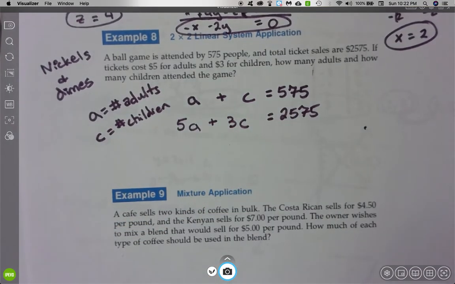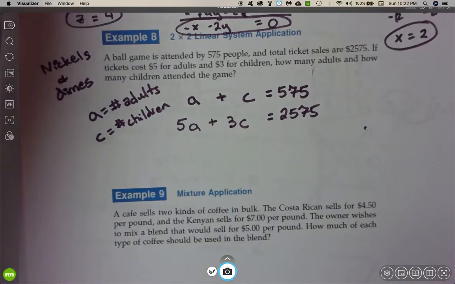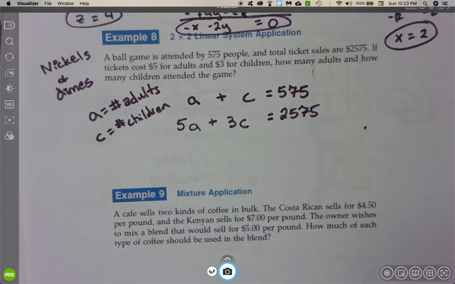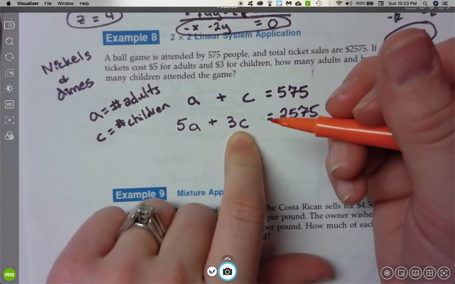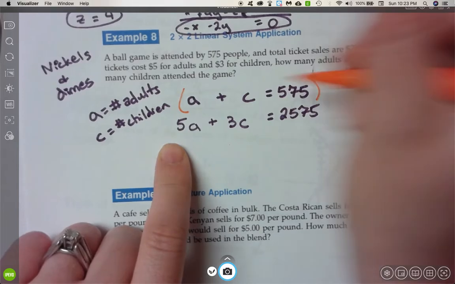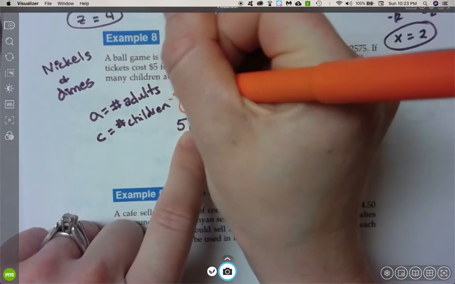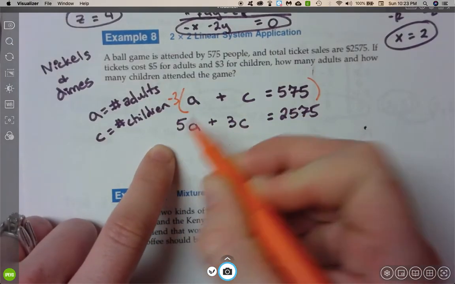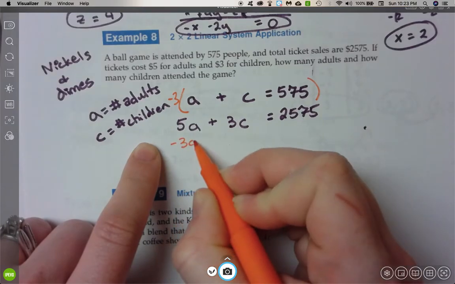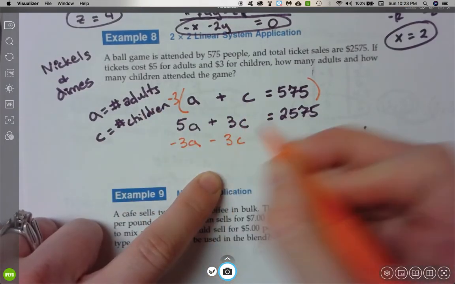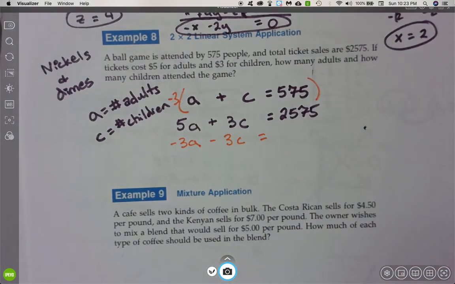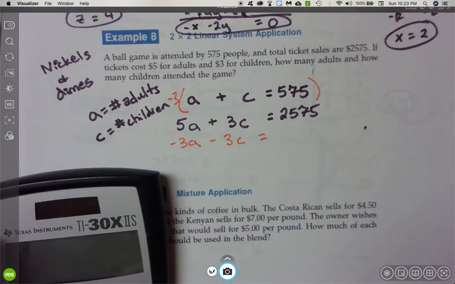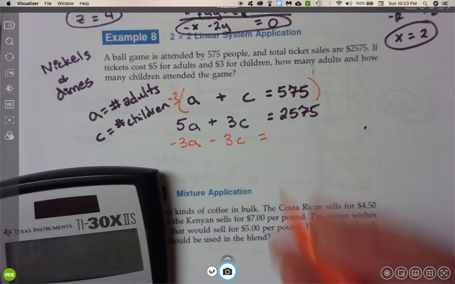So let's go ahead. It doesn't matter which variable we eliminate. We could use substitution if we want to. We haven't done that yet, but I'm going to just continue doing elimination because that's the one I like the best. Let's eliminate C, because 3 is a smaller number than 5. So we would need to multiply by -3 in that case to get the C's to cancel out. I'm going to write it right below here. -3 times A, -3 times C, and -3 times 575. 3 times 575 will end up being -1725.